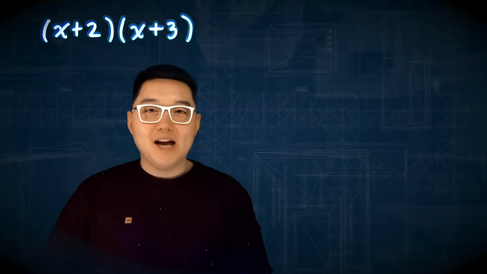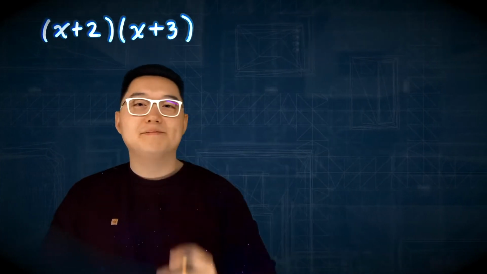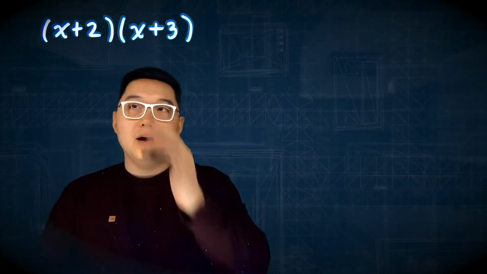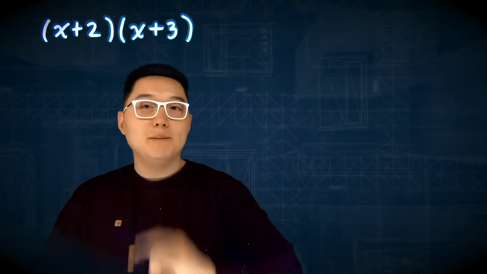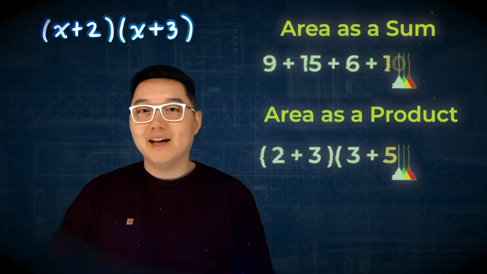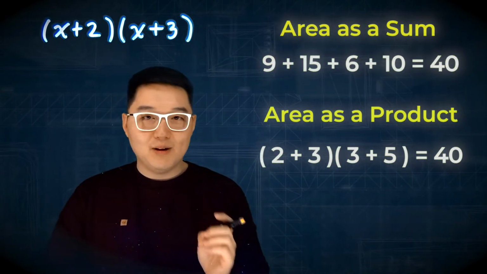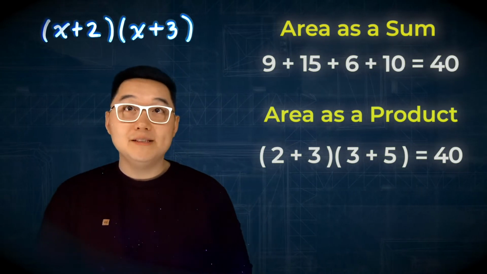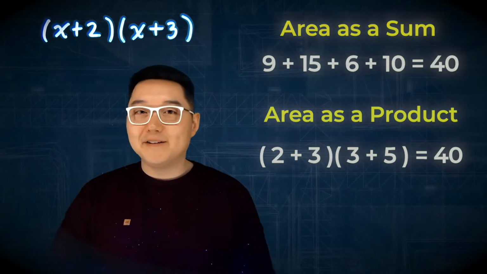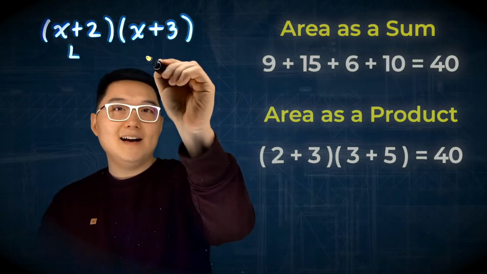Okay, so now we're ready to multiply two polynomials. Here's an example. This is multiplying a binomial times another binomial. Now, does this expression appear to look like area as a sum or area as a product? For this expression, it appears that we wrote the area as a product of length times width.